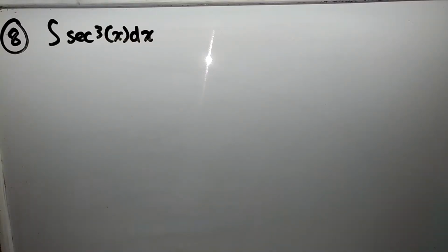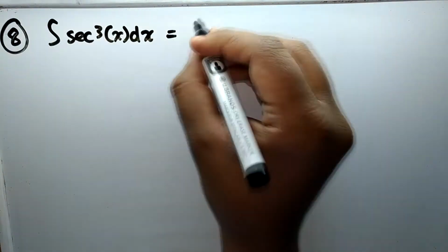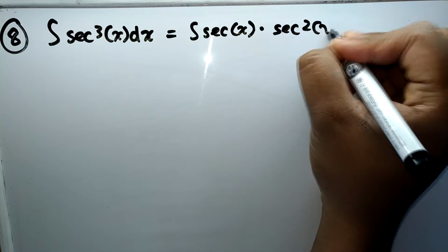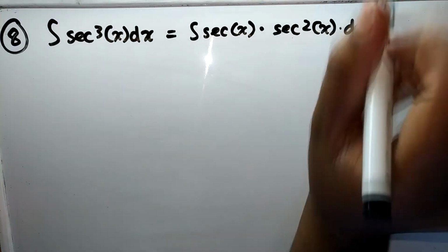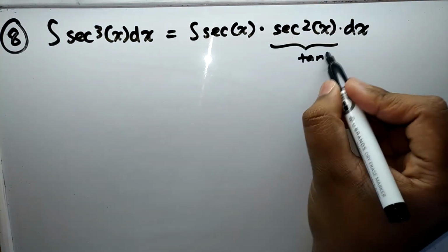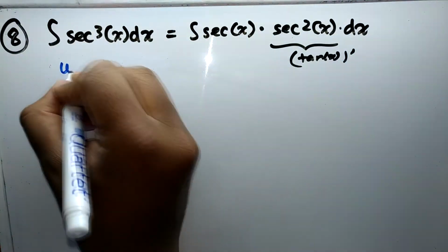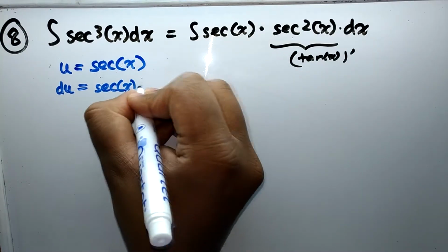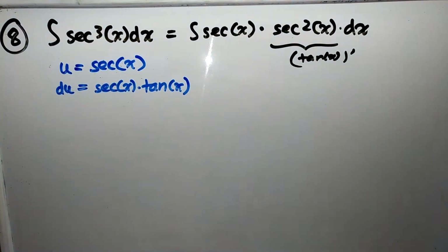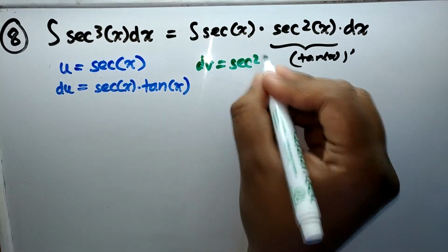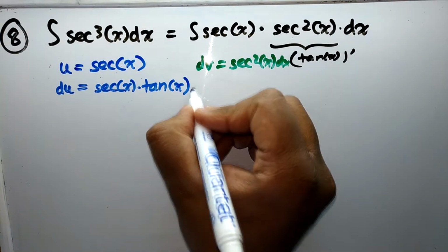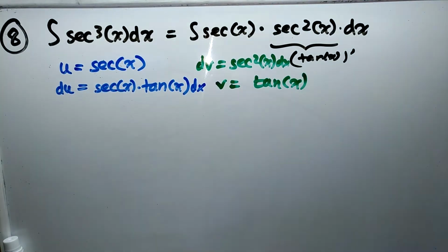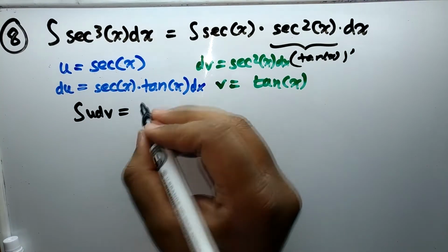This example is similar to the next one in terms of what we have to do, so let's first split it up into secant x times secant squared x, and we've already seen secant squared x, that's just the derivative of tangent x. So again, let's let u equal secant x, and du equal secant x times tan x, that's the derivative of secant x if you recall, and again dv equal to secant squared x means that v is equal to tan x. And then let's plug it into our integration by parts formula.